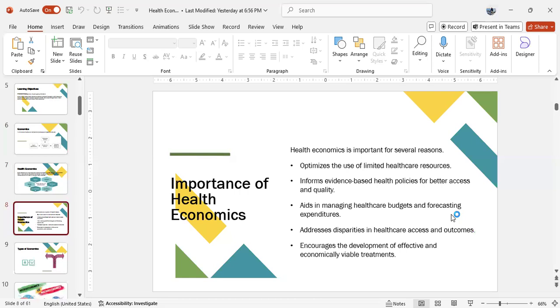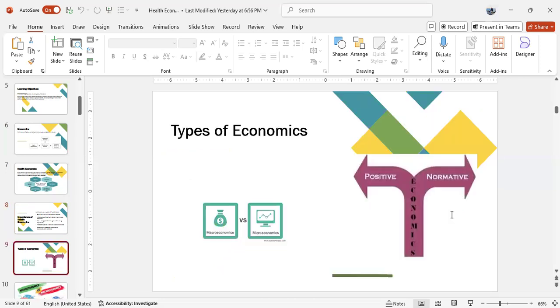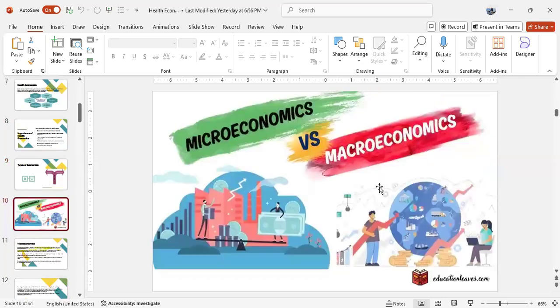Importance of health economics. Health economics is important for several reasons. It optimizes the use of limited healthcare resources, informs evidence-based health policies for better access and quality, aids in managing healthcare budgets and forecasting expenditures, addresses disparities in healthcare access and outcomes, encourages the development of effective and economically viable treatment. Types of economics. As you can see, there are different types of economics like macroeconomics, microeconomics, and then positive economics and normative economics. One by one, we will discuss all of these.